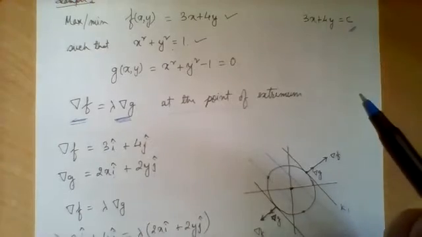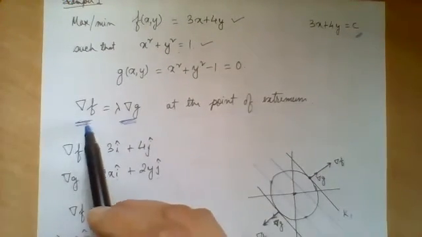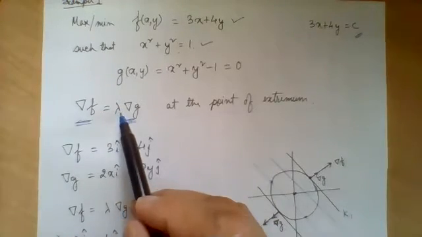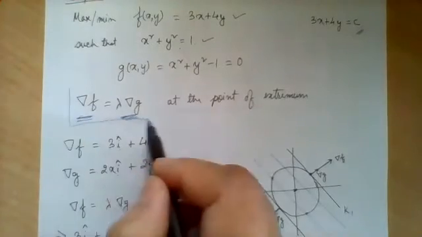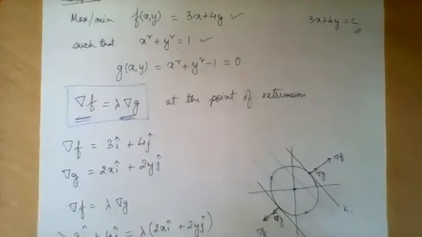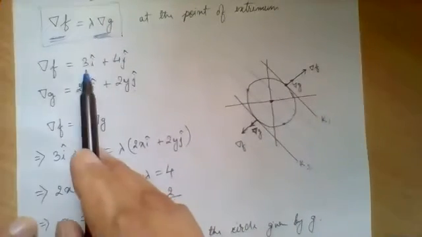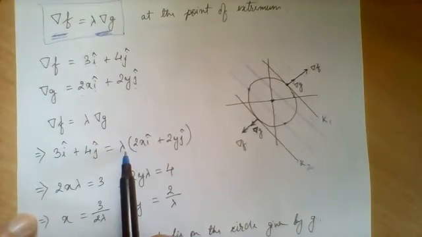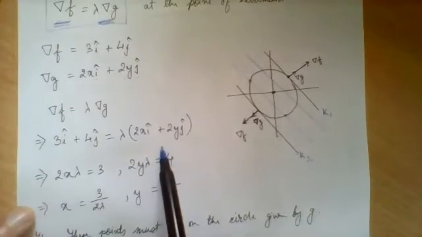and this is the method of Lagrange multiplier. The gradient of F is proportional to the gradient of G, and this lambda is the Lagrange multiplier. So this condition should be satisfied. That means 3i plus 4j should be equal to lambda times (2x i plus 2y j).